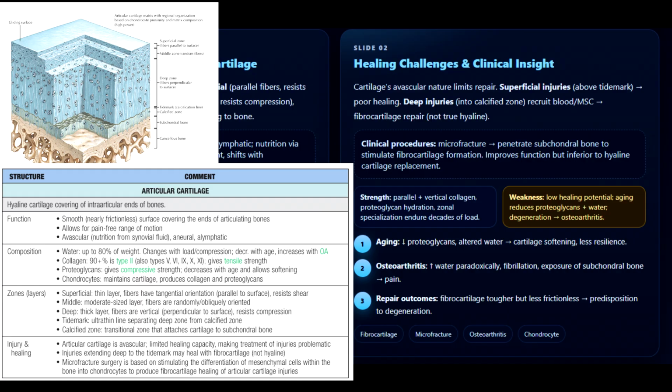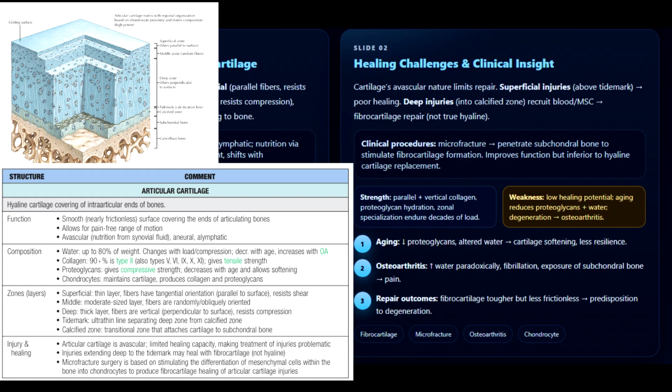Now, if we read carefully the box below the figure, we see the essential properties of articular cartilage summarized. First, its function. It provides an extremely smooth, almost frictionless surface that allows articulating bones to move with ease, permitting pain-free range of motion. It is avascular, meaning it has no direct blood supply and instead receives nutrition by diffusion from synovial fluid.